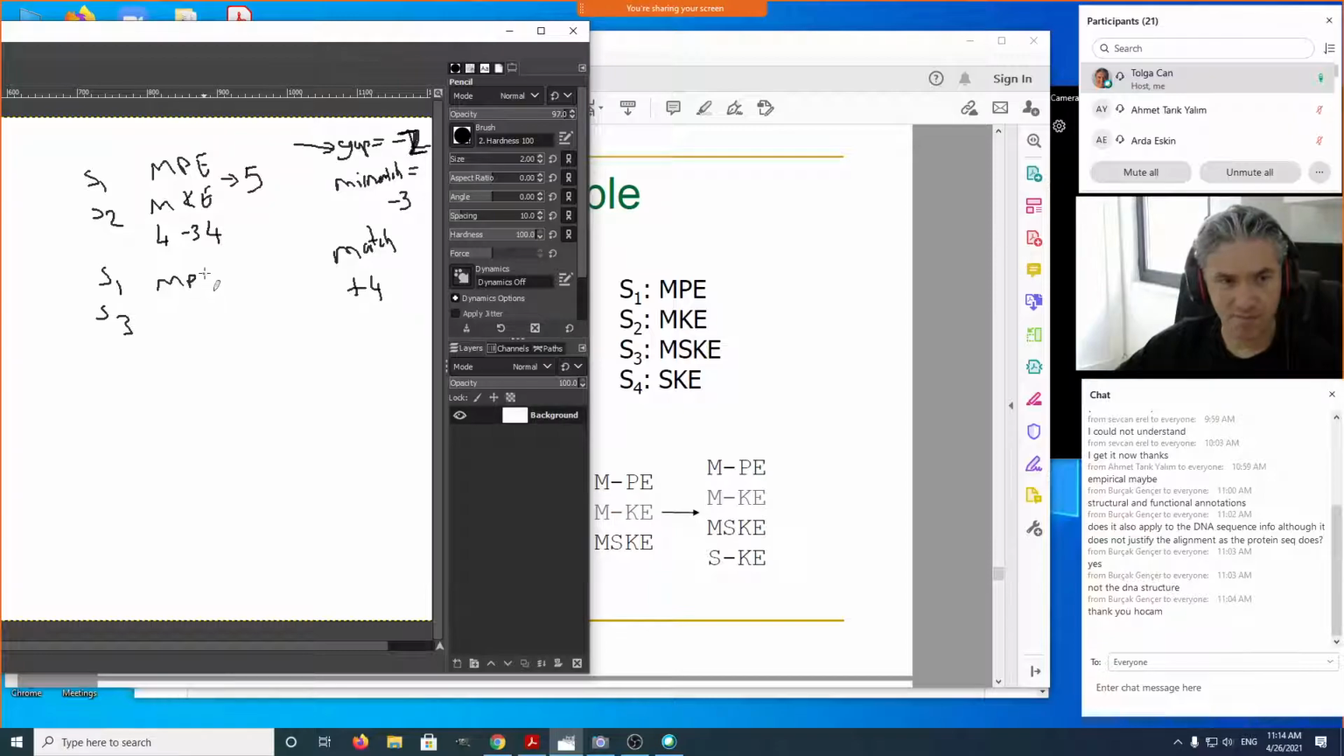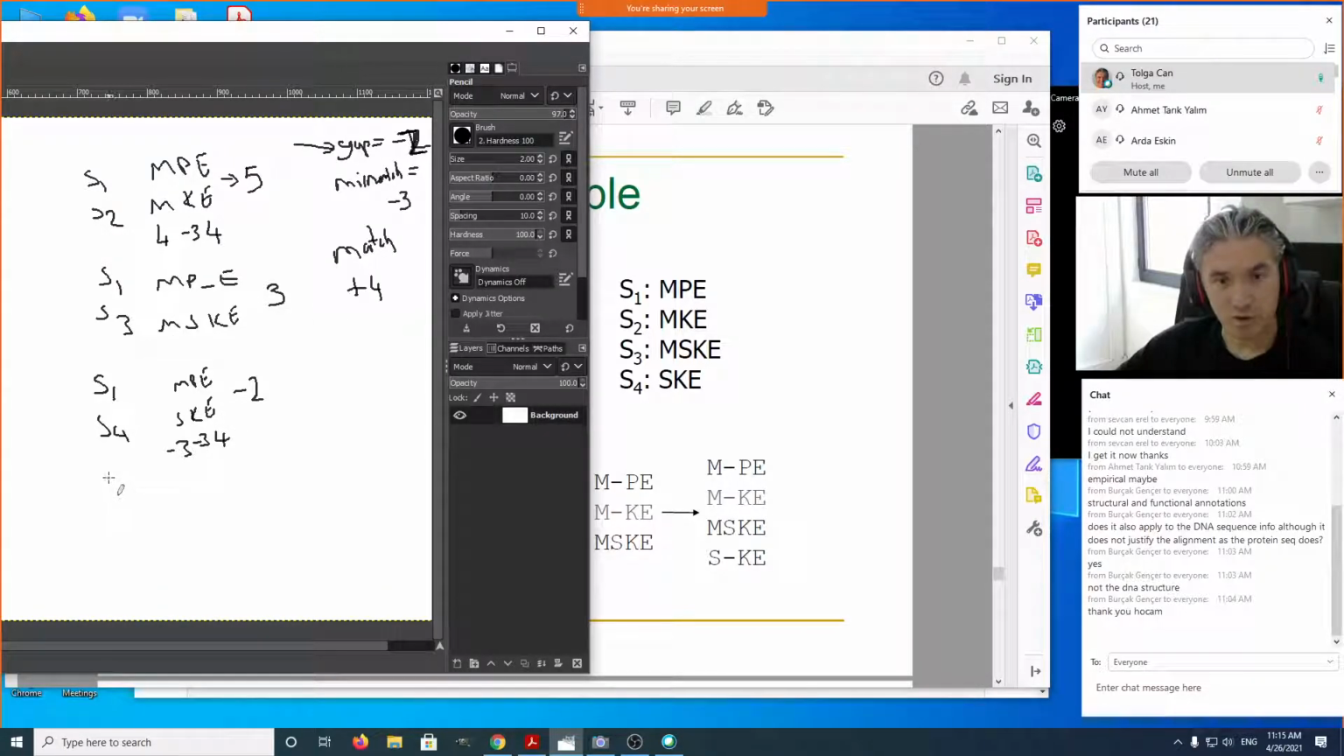Now, here MPE and MSKE, so probably something like this. With a score of 4, 4, 8, -3, 5, another -2, 3. So this will have a score of 3. S1 versus S4. Let's look at S1 versus S4. So it will be MPE, SKE. 4 -6 is going to be -2. 4 -3 -3 is going to be -2.